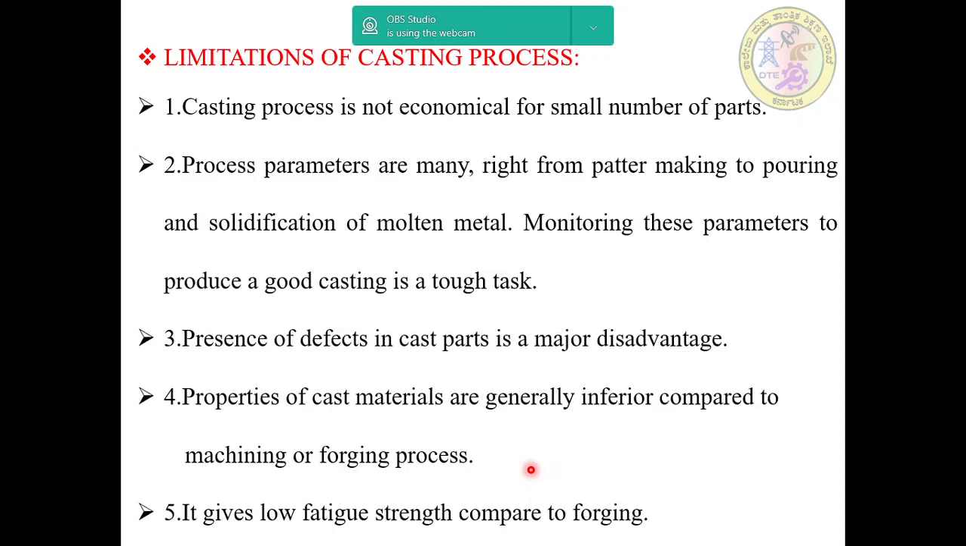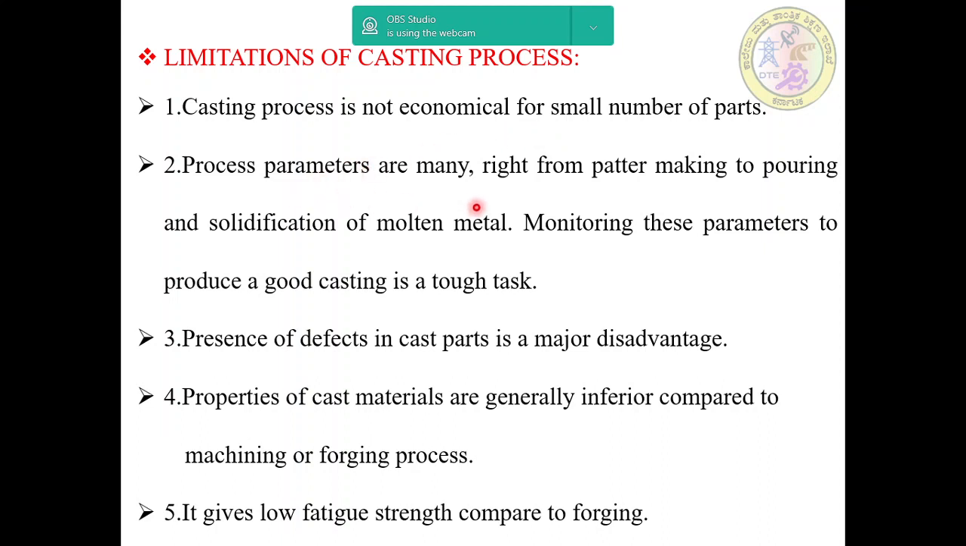And then the casting process also has some limitations or drawbacks. The casting process is not economical for a smaller number of parts. It is economical for mass production. For a small number of parts it is not economical. That is one main drawback.